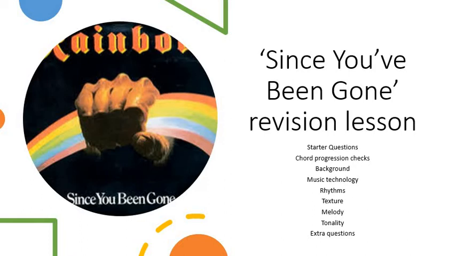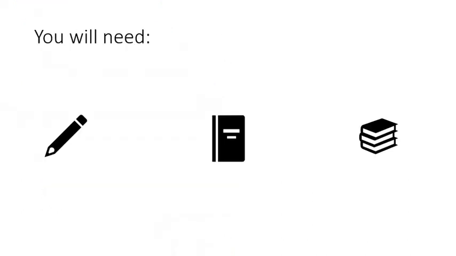Okay, so for today's lesson, you're going to need something to write with. You're going to need an exercise book or a piece of paper, and you're going to need your study guides, your Rheingold Educast music study guide, because that'll be really useful to help you. So make sure you get those things, pause the video, and make sure you've got those in front of you.